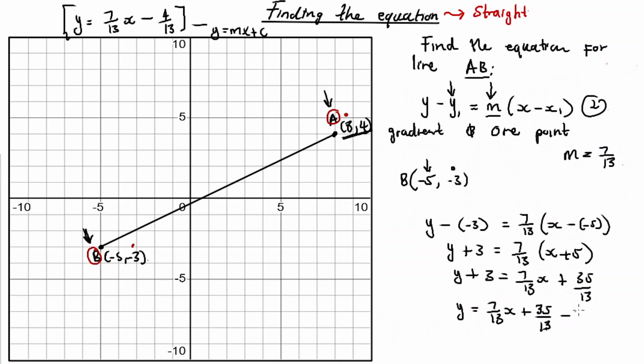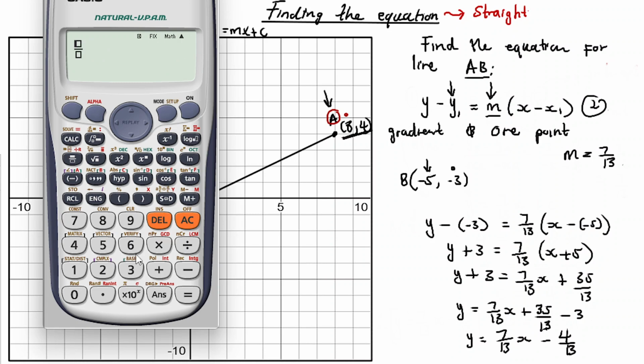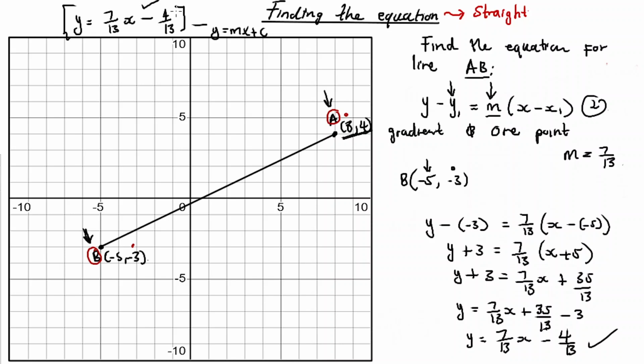Are you ready? The answer should look exactly like that. The equation that we are trying to calculate should look exactly like the one above. So 35 over 13 minus 3. I'm getting minus 4 over 13. If you are getting something different, something is wrong with your calculator or your hands. Okay, so the equations, they look the same.